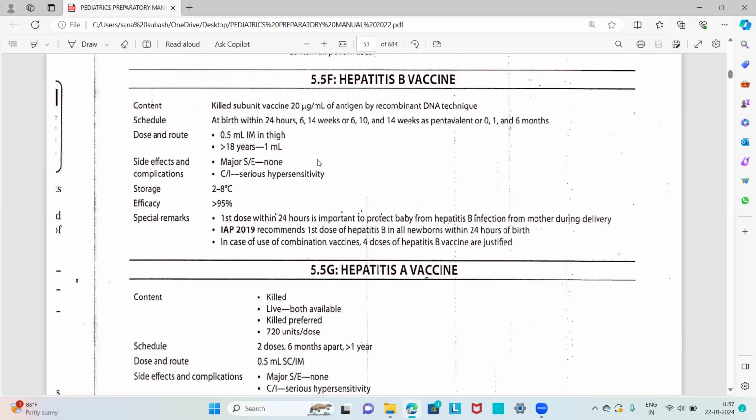Then about the hepatitis B vaccine, the content is a killed subunit vaccine, 20 microgram per ml of antigen by the recombinant DNA technique. The schedule is at birth within 24 hours, 6, 10, and 14 weeks, or 6, 10, and 14 weeks as pentavalent, or 0, 1, and 6 months. And dose and route is 0.5 ml intramuscularly in the thigh. If it is greater than 18 years, we have to give 1 ml. There are no major side effects, and the complication is a serious hypersensitivity reaction. We have to store at 2 to 8 degrees Celsius, and the efficacy is greater than 95%.